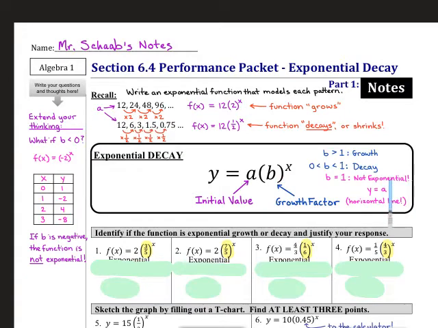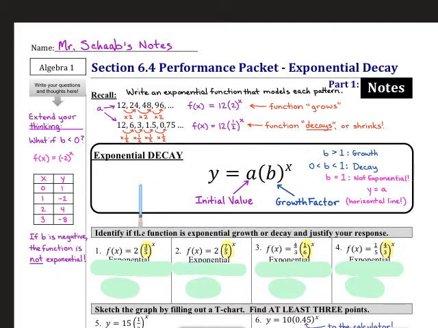So if b is exactly 1, then this is not an exponential function. This term would always be a 1 no matter what the variable is. So you have 1 times a, which is just y equals a. This is a horizontal line. So when b is 1, a horizontal line means the function is flat. It does not grow, it does not decay, it stays exactly the same. So that's why it's the center of an exponential function.